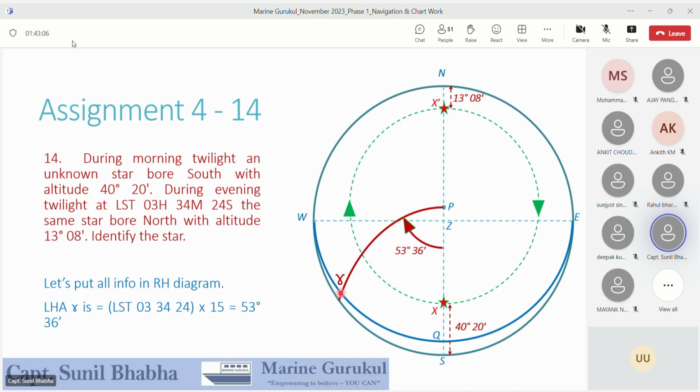Okay, WQE is the equinoctial, beta. How did we get point Q? First we identified the pole, and point Q will always be 90 degrees away from the pole. Equinoctial will always be 90 degrees away from the pole. So that is how we identify Q. Yes, that's right. Pole will be at the center of the declination circle.